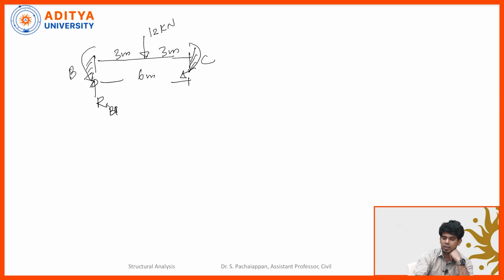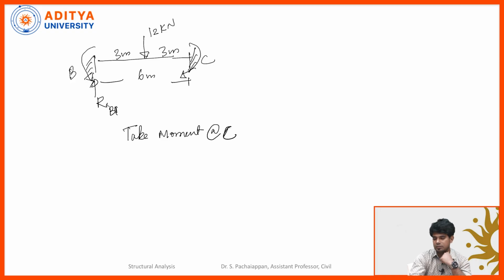I am going to take moment at the point C. If you take moment at C, then we are going to equate the clockwise and anti-clockwise couples. So RB2, this is RB2 because RB1 we already calculated. RB2 multiplied by 6 is acting in a clockwise direction.